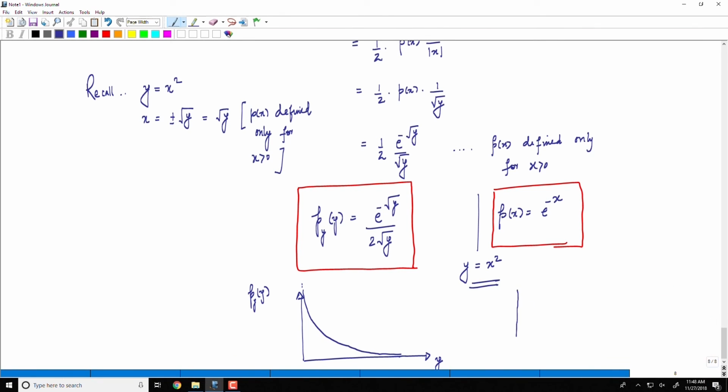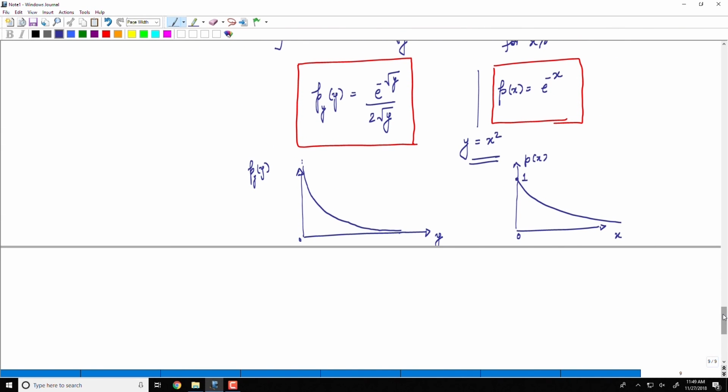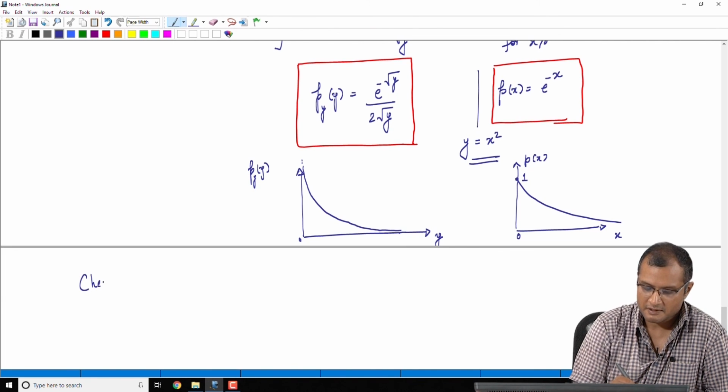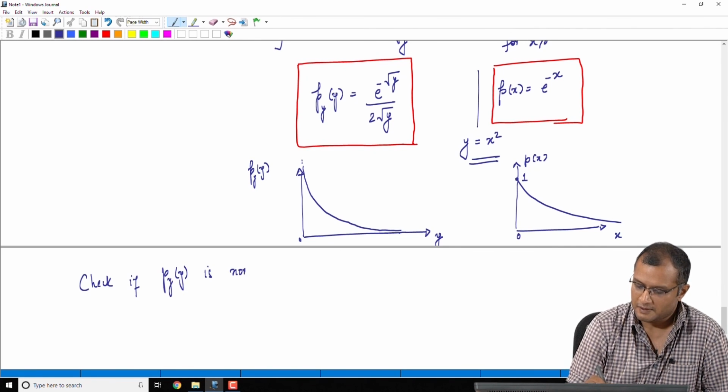And our p of x is the old function. This is 1, 0. Okay. So, this PDF that we obtained for y is also normalized, and this is because this singularity at y equal to 0 is integrable. So, these are the checks you must perform, that it is normalized, otherwise it is not a proper PDF.